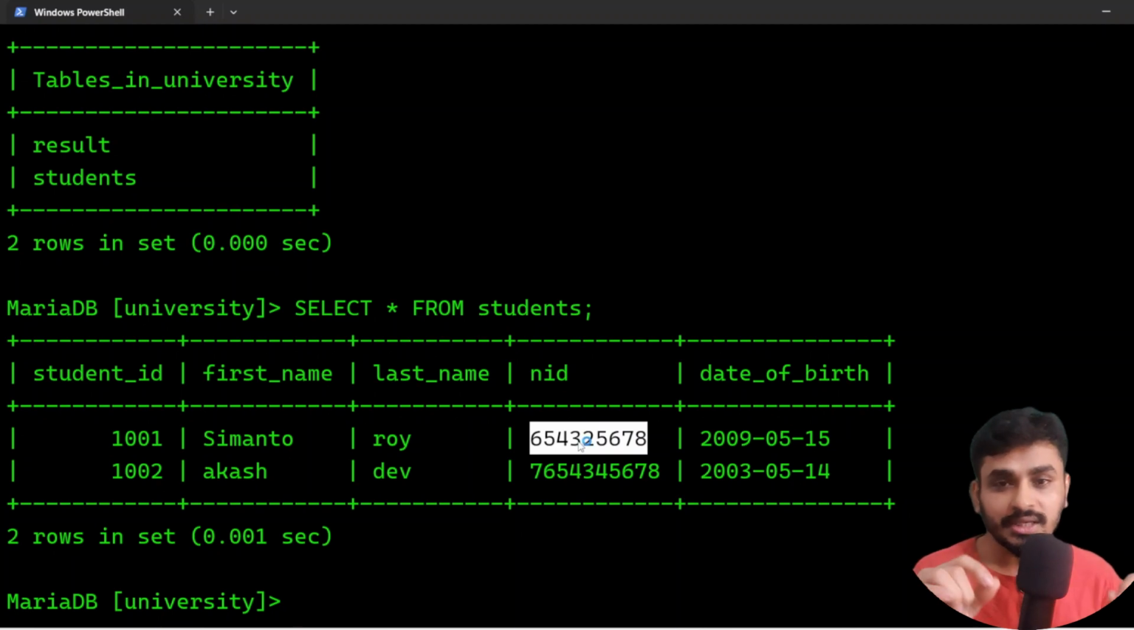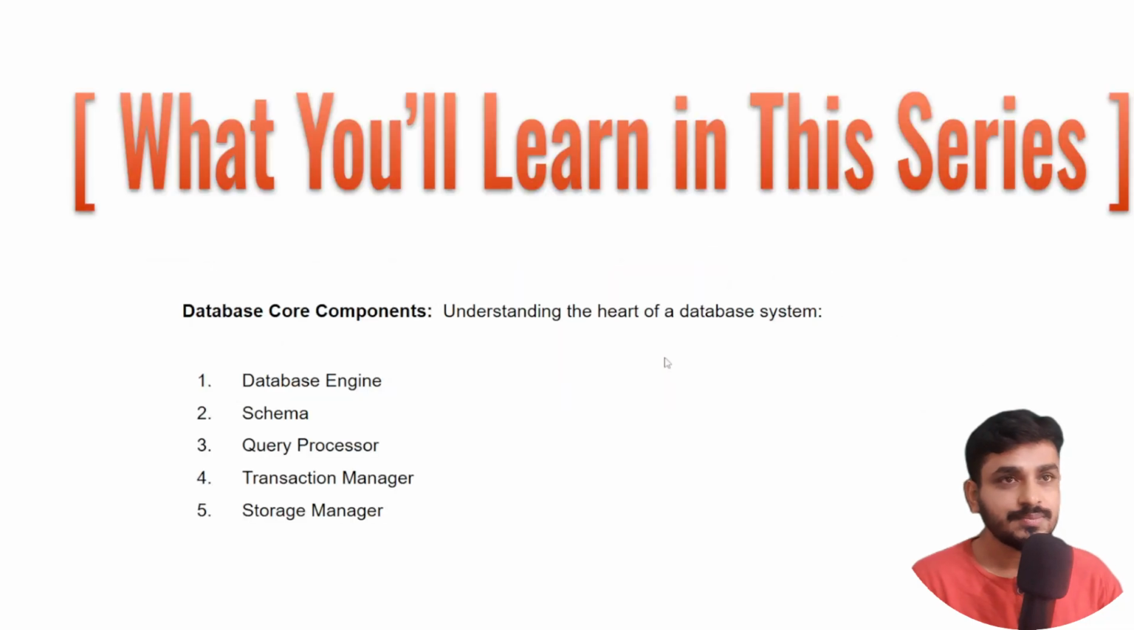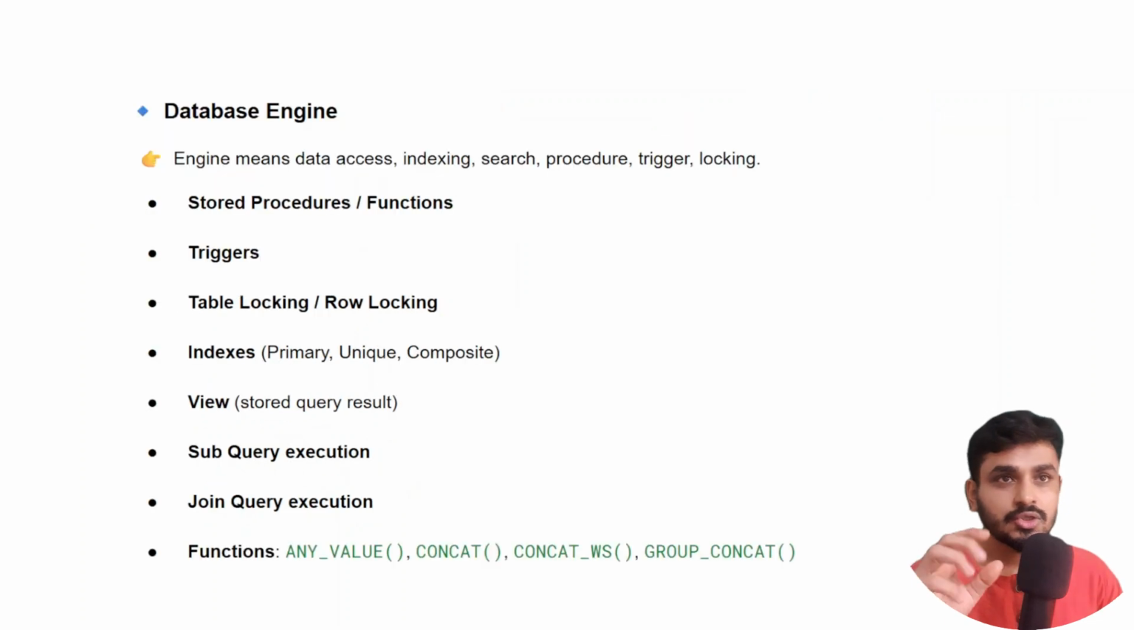So what will we learn in this video series? I have segregated five components of the database system. First one is the database engine. Second one is schema, third one is query processor, next one is transaction manager, and next one is storage manager. Okay, so the database engine is responsible to handle this.